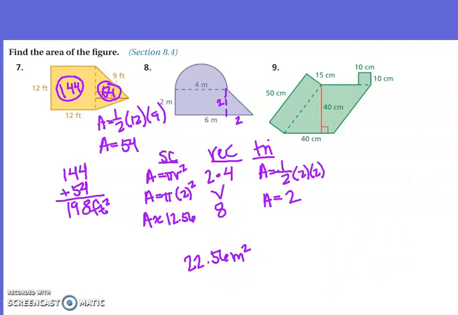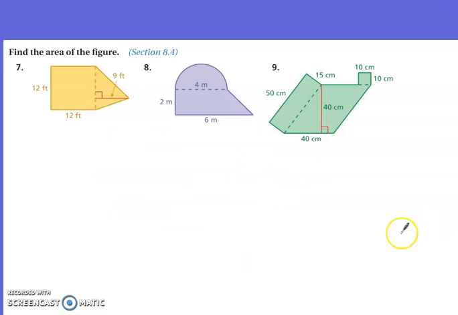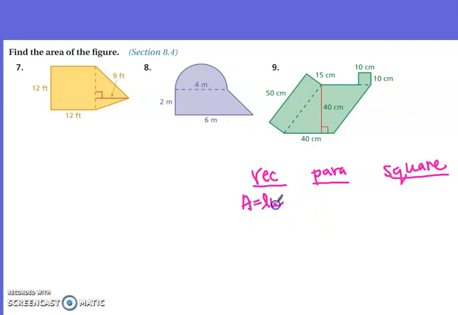Alright, I'm going to get myself some space to work. If you need to see this work for longer, just pause and you'll be able to see it for longer. So let's do number 9. I see 3 parts again. Rectangle, I see a parallelogram, and a square. The nice thing about all 3 of these shapes is that the formula is all the same, length times width. So area is length times width for all of these.